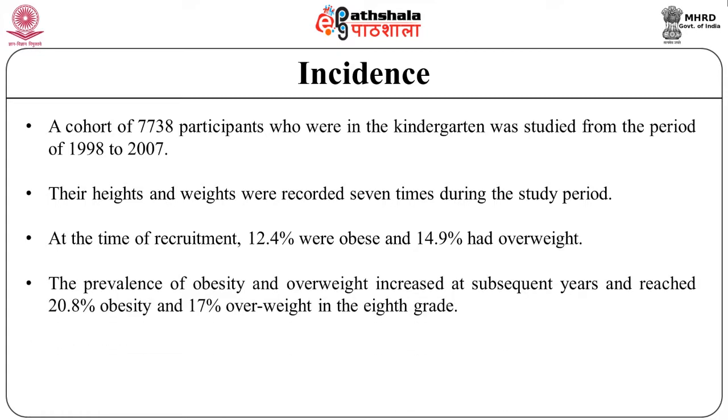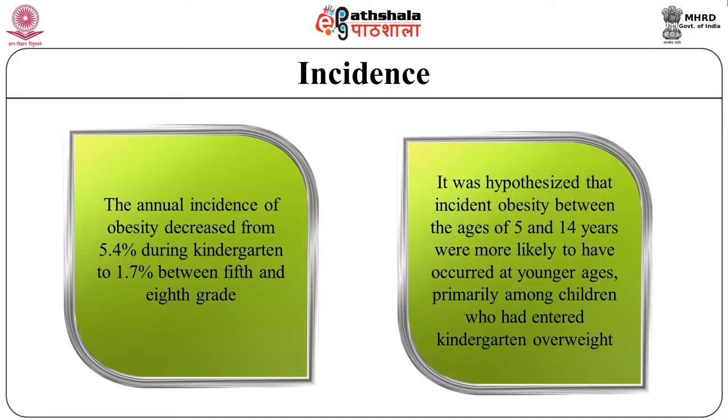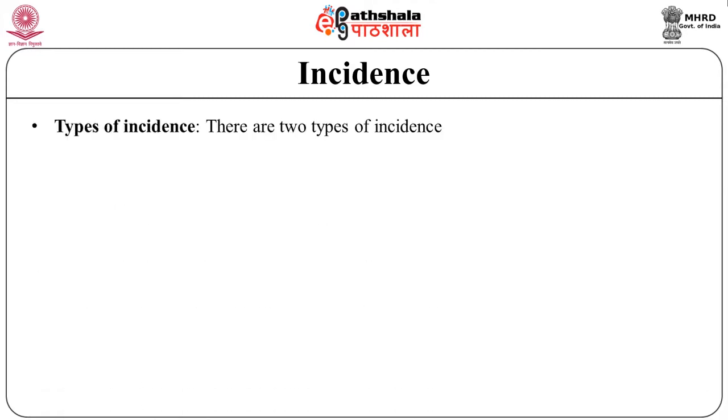The prevalence of obesity and overweight increased in subsequent years and reached 20.8% obesity and 17% overweight in the 8th grade. The annual incidence of obesity decreased from 5.4% during kindergarten to 1.7% between 5th and 8th grade. It was hypothesized that incident obesity between the ages of 5 and 14 years was more likely to have occurred at younger ages, primarily among children who had entered kindergarten overweight, as reported by Cunningham et al. in 2014.